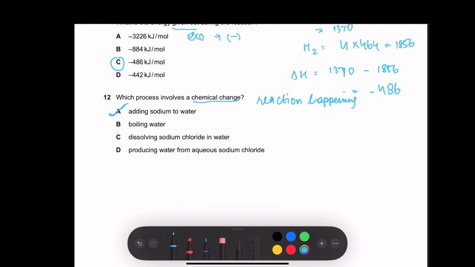C. Dissolving sodium chloride in water. Again, the crystals of sodium chloride are just going to dissolve in water. So there is no reaction happening. Dissolving, no reactions. And then producing water from aqueous sodium chloride. No. A.